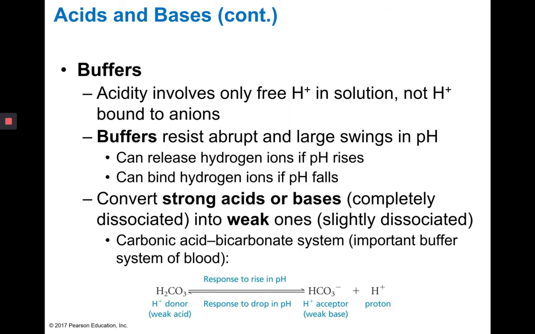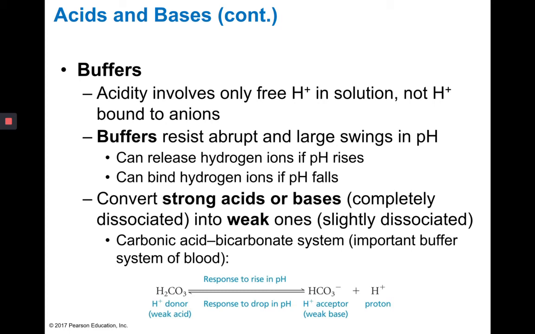Next, we're going to look at buffers, and buffers are really useful in order to maintain a certain pH. Buffers are going to be able to resist abrupt or large swings in pH, so they're just going to basically respond depending on what's being added to a solution. If the pH is rising, so if a base was added to a solution, therefore the pH is going up, becoming alkaline, then you'll see that we'll release hydrogen ions from a component. And the extra hydrogen ions will bring that pH back down.